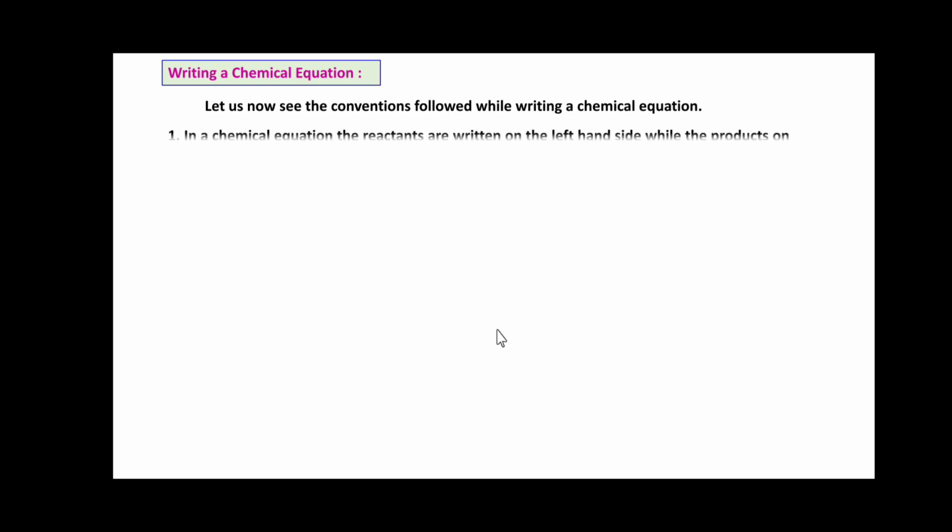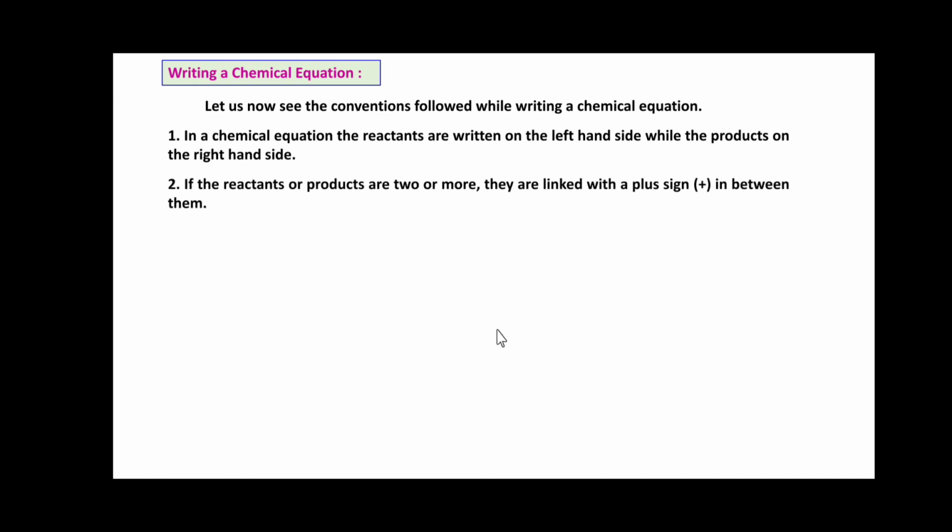So in a chemical reaction, the reactants are written on the left hand side while the products are on the right hand side. An arrow heading towards the product is drawn in between them. This arrow indicates the direction of the reaction. If the reactants or the products are two or more, they are linked with a plus sign in between them. For example, in equation 2, a plus sign is drawn in between the reactant CuSO4 and that of Zn. Similarly, a plus sign is drawn in between the products ZnSO4 and Cu in the previous reaction.